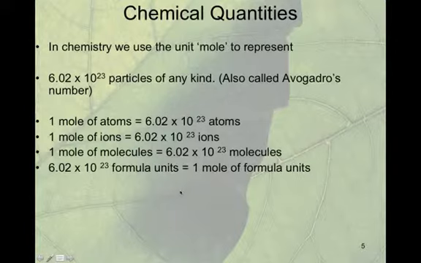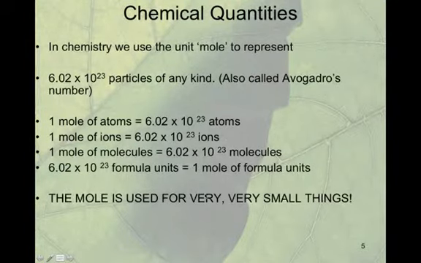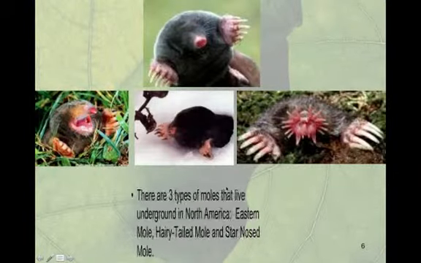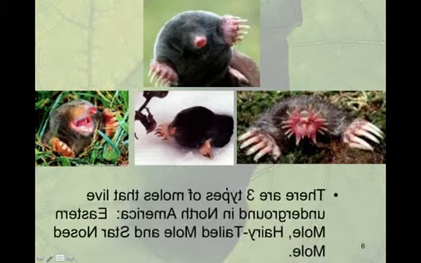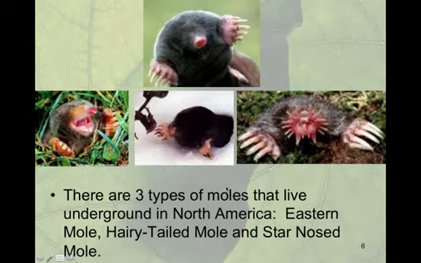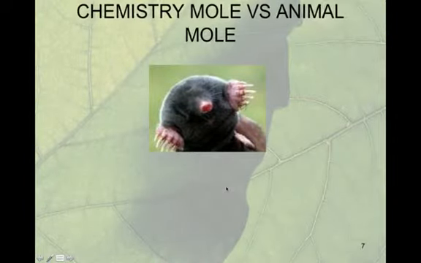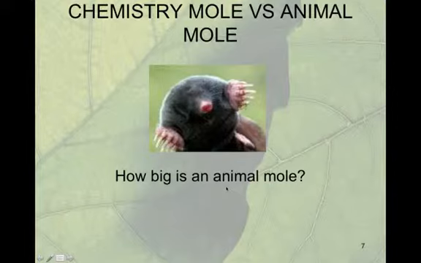All it is is a number, just like the dozen. There's 12 pieces of gum in a dozen pieces of gum. And this is just a much bigger number, is all. The mole is used for very, very small things. Now, obviously, we're not talking about this kind of mole. But let's use this to show you what the size of the chemistry mole is.